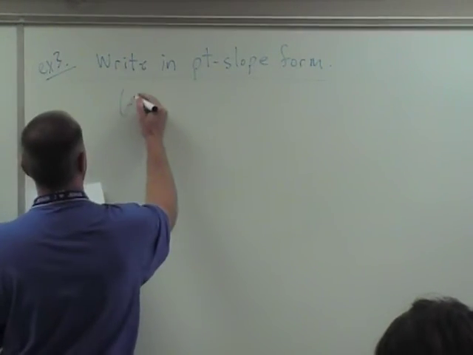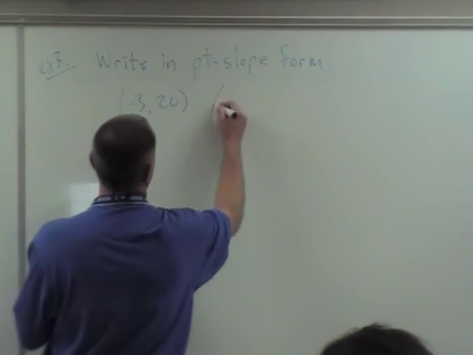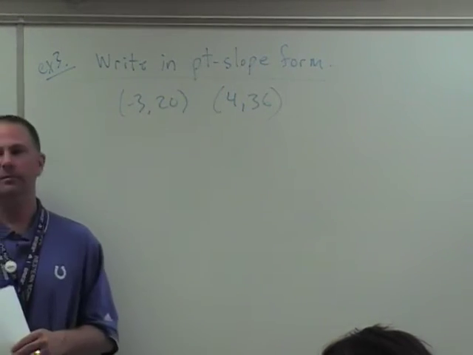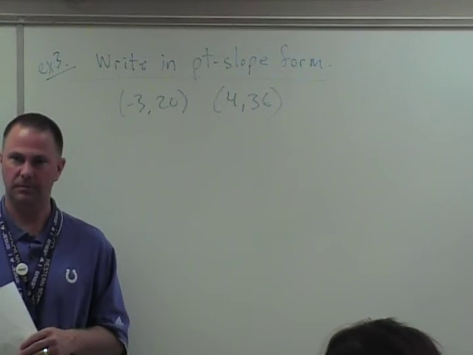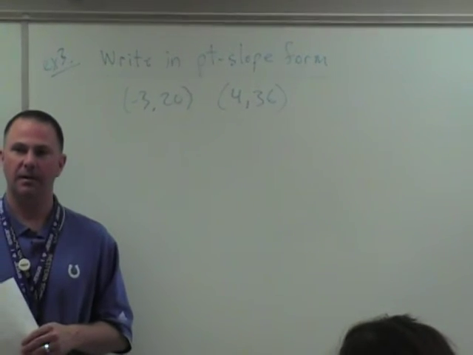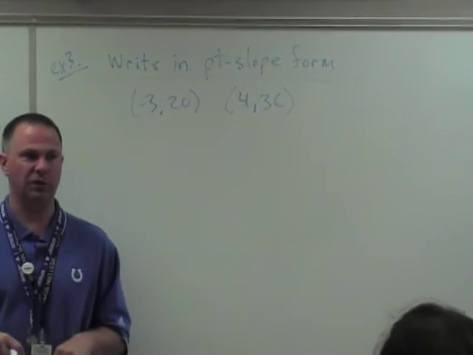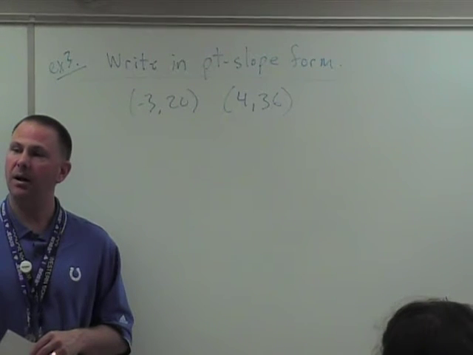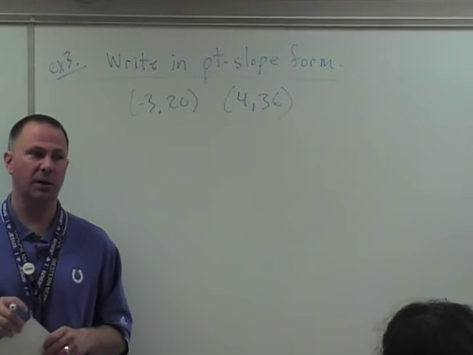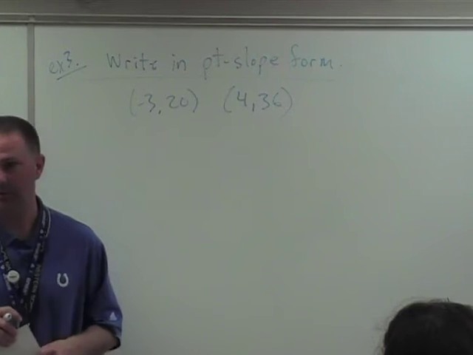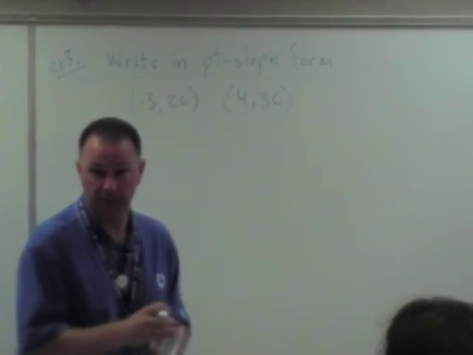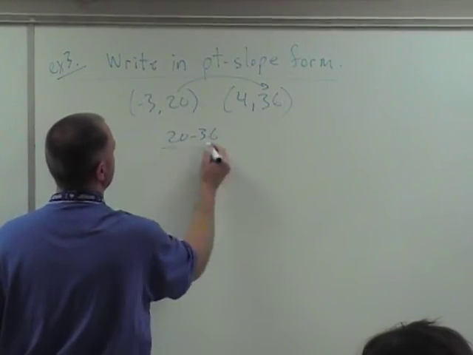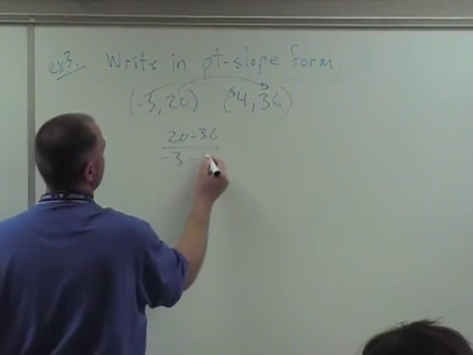So here's your point, negative 3, 20, and another point, 4, 36. Nate, what do I do? You find the slope by doing y1 or y2 minus y1. Now, that's true. You've got to find the slope using the slope formula. But all of a sudden, we're going to have multiple answers, but only one slope. Let's find the slope first. 20 minus 36. You can go the other way if you want. Negative 3 minus 4.